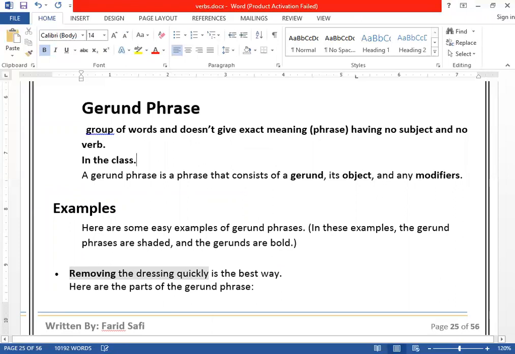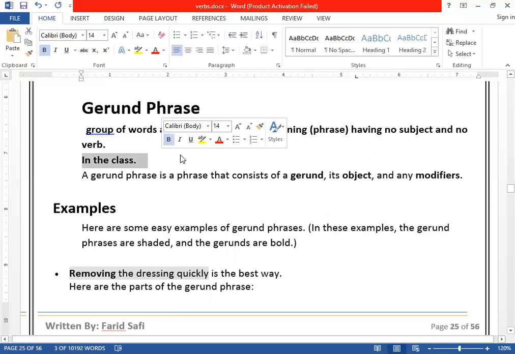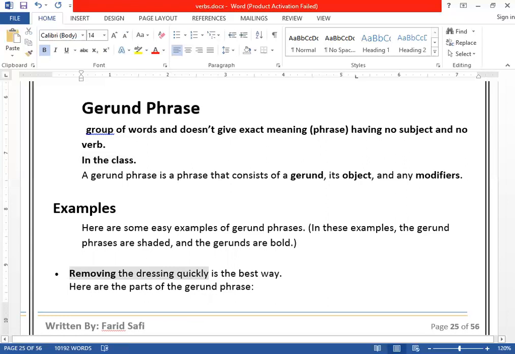In the class, is it a group of words or not? We call it a phrase, because it does not give us exact meaning. In the class, what? There is no subject and no verb. For a phrase, there is no subject or verb. For example, if I say at home, on the road, in the party, at night, those are phrases.